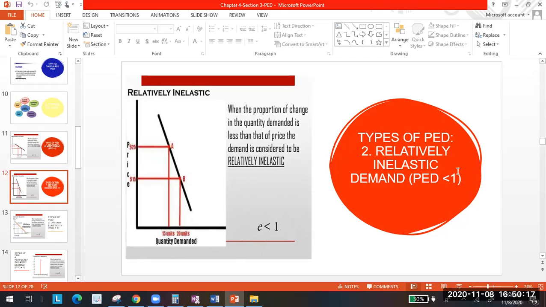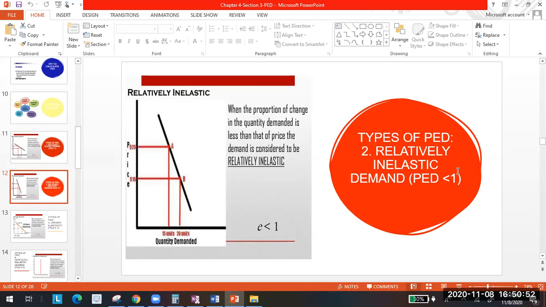So next, read this. Relatively inelastic. When the proportion of change in the quantity demanded is less than that of price, the demand is considered to be relatively inelastic. Can you give me some example of this? This means that if there is an increase in the price of the product, we are not decreasing demand in a fast way. We are just slightly decreasing our demand, right?